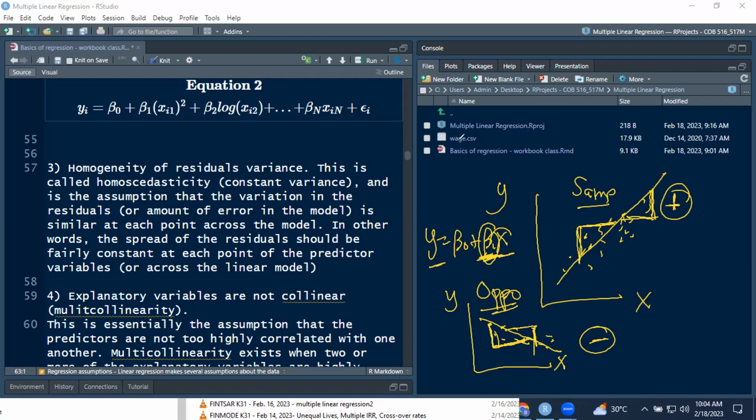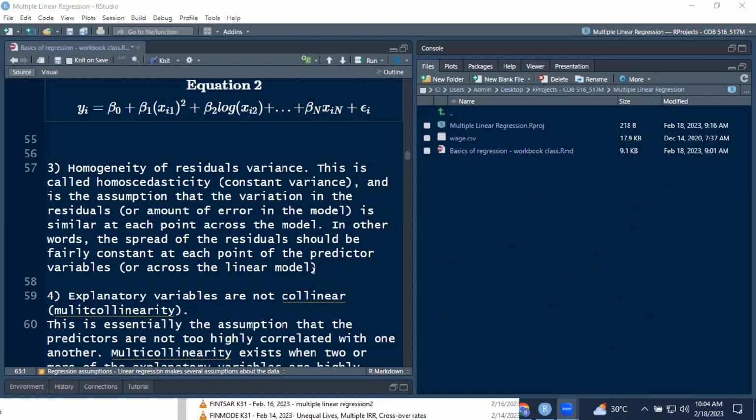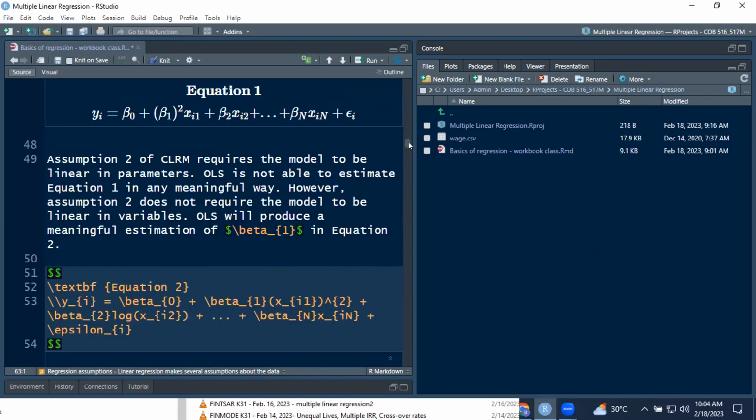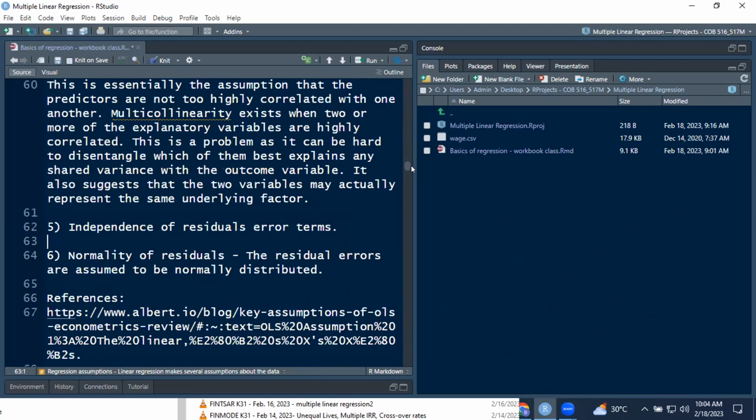So let me continue. All right. So if these assumptions are met, then we're able to generate what we call a blue model, no?